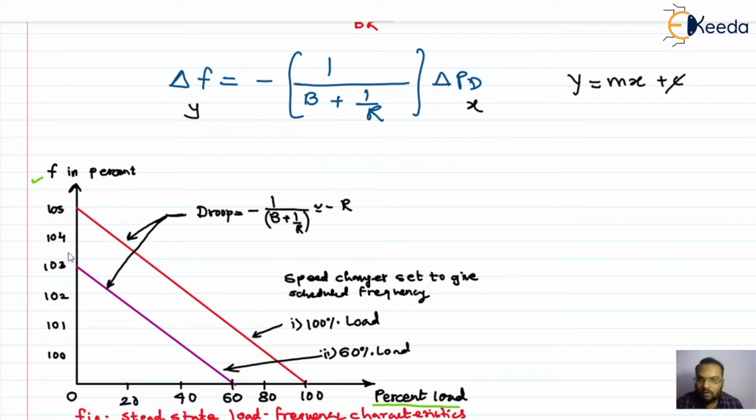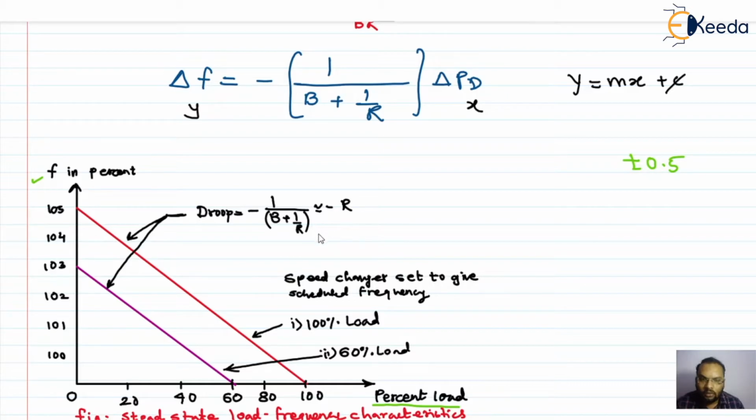Now, for 100% load we are getting a frequency of 105. Practically we cannot go beyond 5% variation of the scheduled frequency. We have to maintain the frequency within some band. Even though these days we are operating frequency at plus or minus 0.5%, practically we have to take care that it should not go beyond plus or minus 5%. So with this relationship, if I plot the graph, I'll get this type of droop here, which has a slope equal to minus 1 divided by B plus 1 by R.